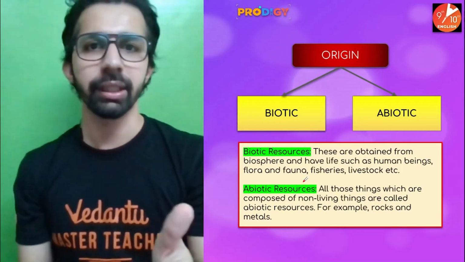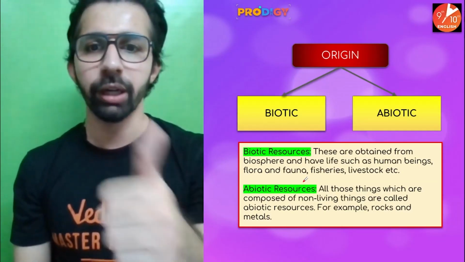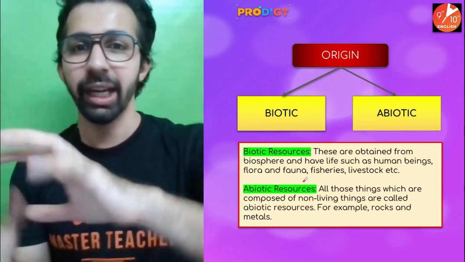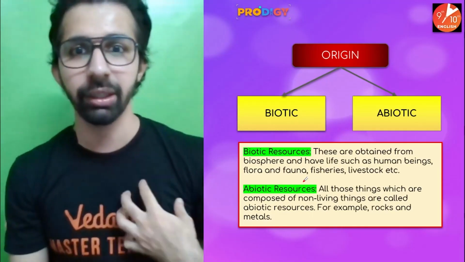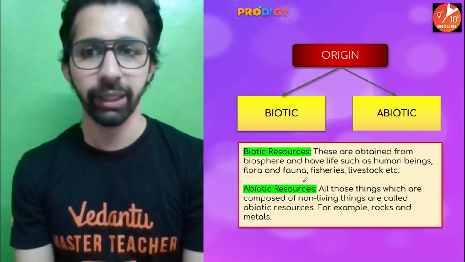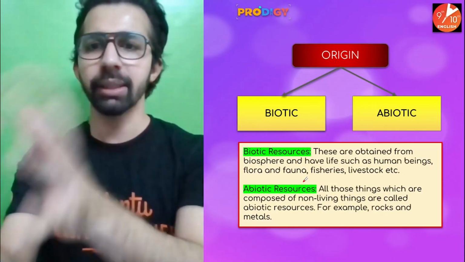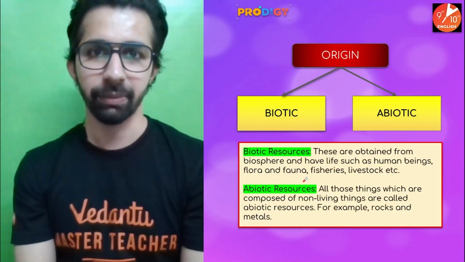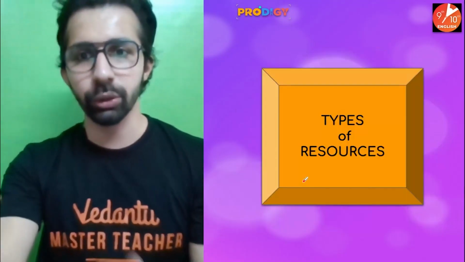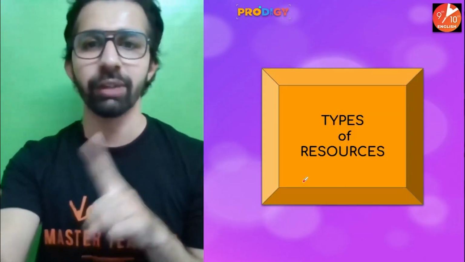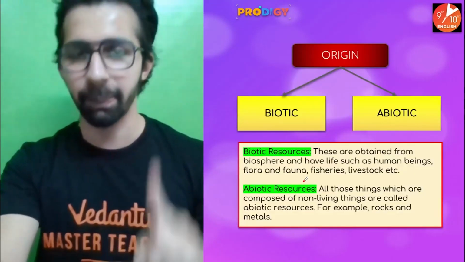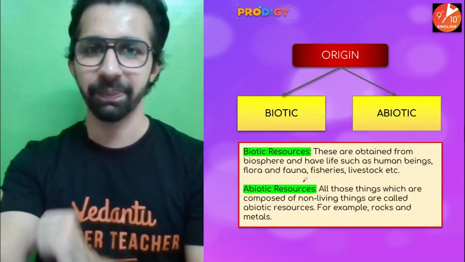Abiotic, non-living things. For example, flora, fauna, fisheries, livestock, everything will come under biotic. Even humans come under biotic. Abiotic: rocks, metals, all these come under abiotic resources. So the very first type of resources we have is on the basis of origin: biotic and abiotic.